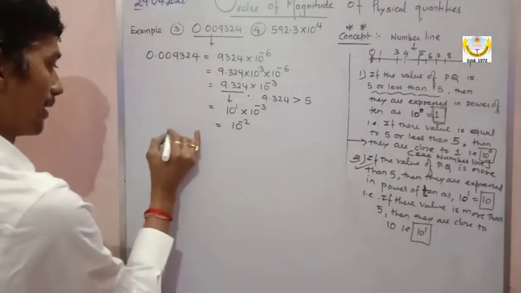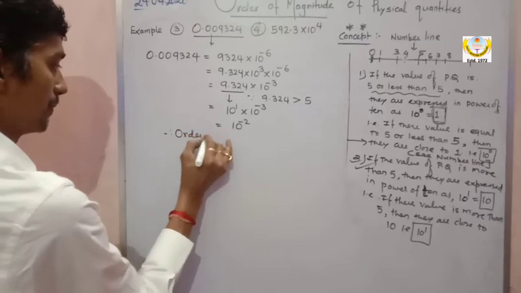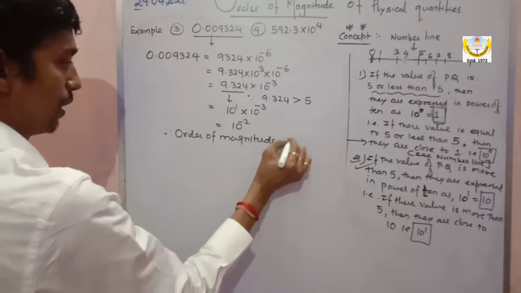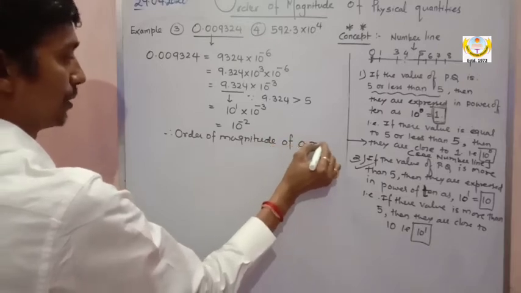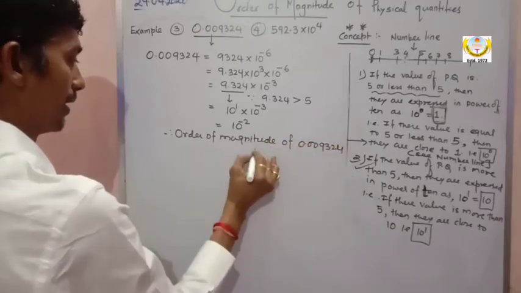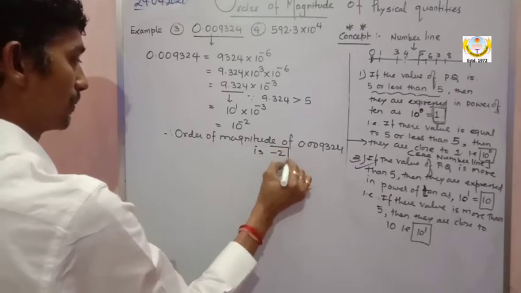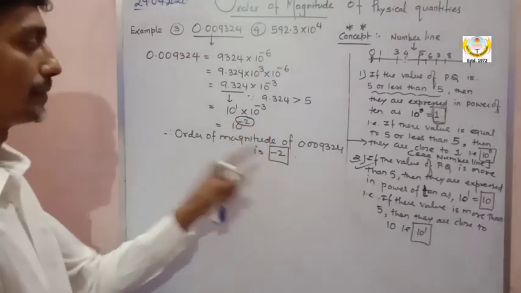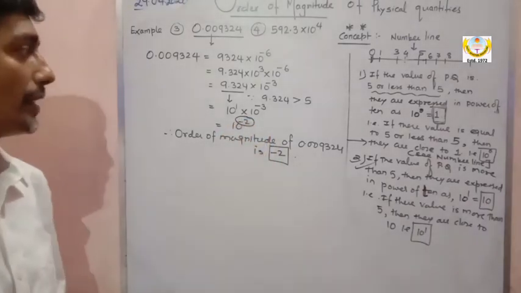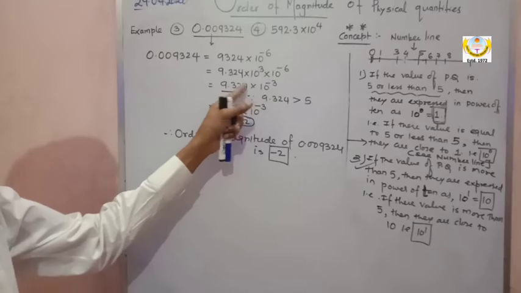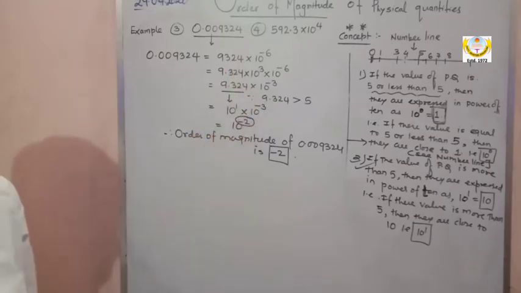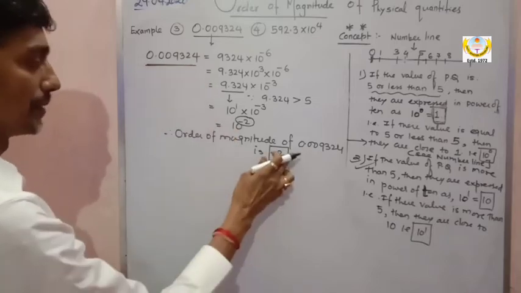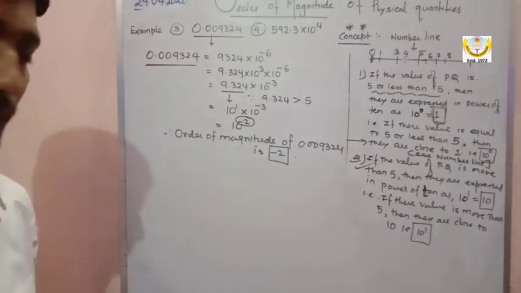So the order of magnitude of 0.009324 is minus 2. So my dear, we should be aware of how to do this. Take care. The order of magnitude for this number is minus 2, my dear. I hope it is clear.